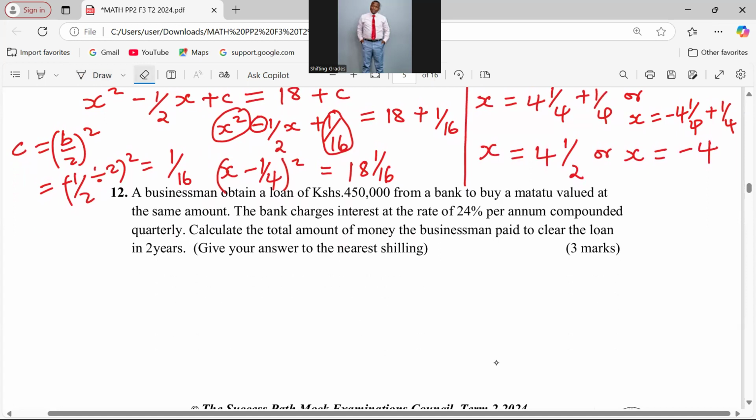So that is it. We proceed now to number 12, which is on commercial arithmetics.